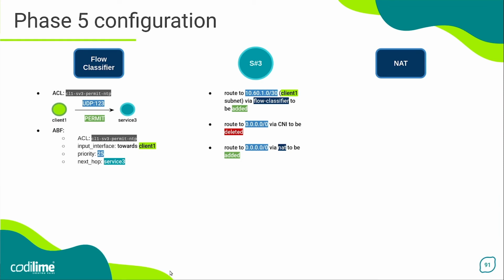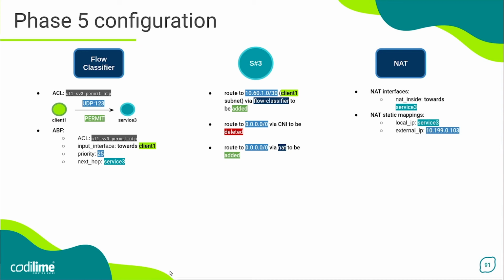Next, we add a new configuration to the flow classifier. We are adding a new ACL that only permits a UDP destination port equal to 123 from the client 1 IP address, destined to the service-free IP. This is the standard UDP port used by the NTP protocol. We then create an ABF that references this ACL. The input interface is set to the one towards client 1. The next hop is service-free, and the priority is set to 25.